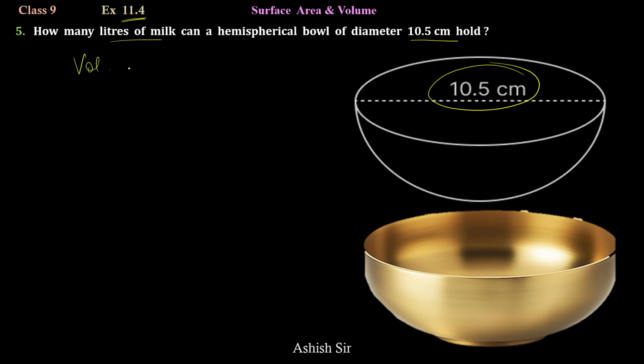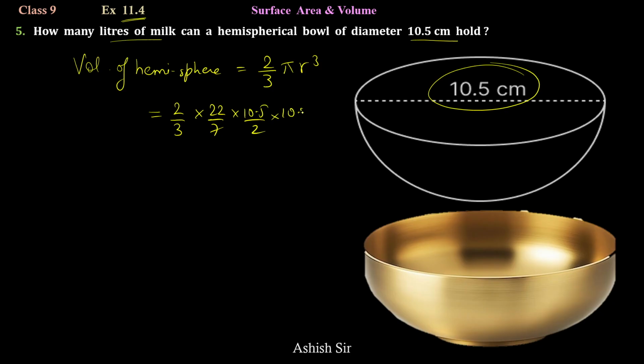So as it's a shape of hemisphere, we can write volume of hemisphere is equal to 2 by 3 pi r cube. Now, as we know, diameter is 10.5, we can apply the radius 10.5 by 2. Radius cube. So we will write 2 by 3 times 10.5 by 2.